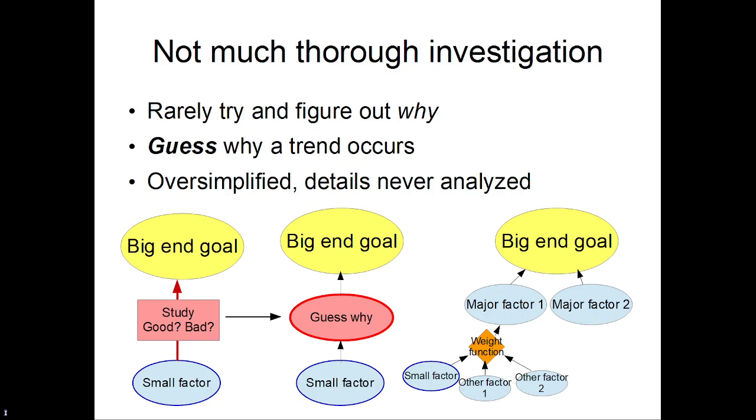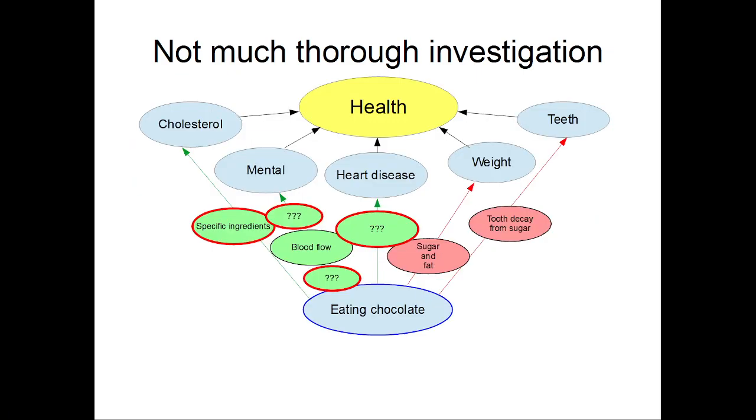Now let me get into a more tangible example to demonstrate this. Let's say we're investigating health, and more specifically how something like eating chocolate affects our health. So we might do a study and say, well, it seems like eating chocolate has a good effect on cholesterol, and that means it probably has a good effect on our health as well. And it seems like it has a good effect on the blood flow in our brain, so that means maybe it has a good effect on our cognitive functioning as well.